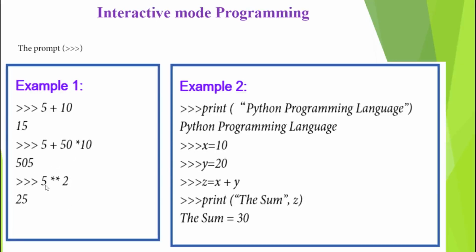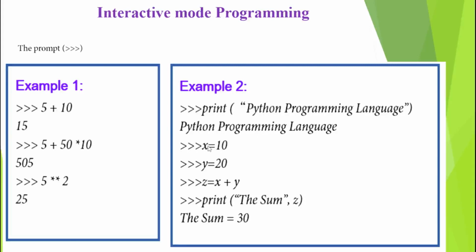After that, 5 star star 2, which is 5 to the power of 2, gives 25. Another example: here simply print Python language. We print by using the print command. You give the text within double quotes, and it will be printed on your monitor screen. Whatever text is given in the double quotes will be printed, here Python programming language.